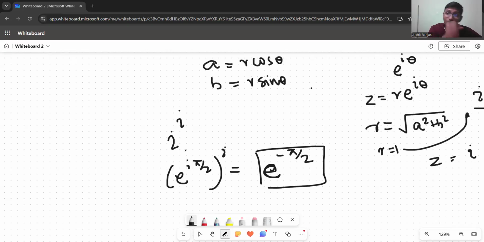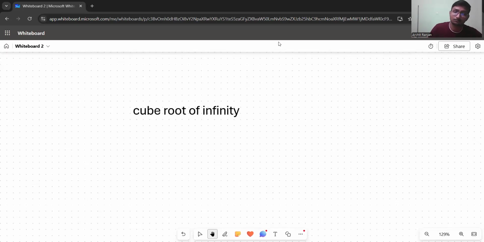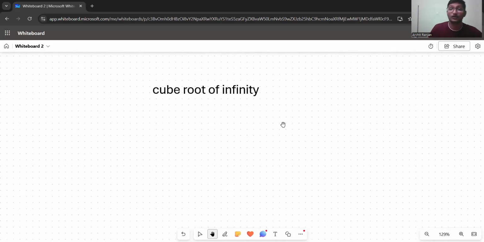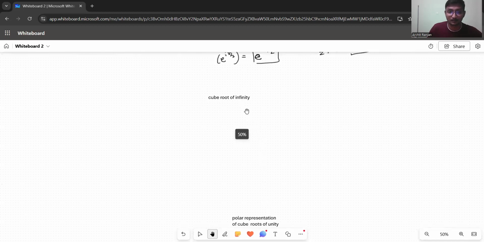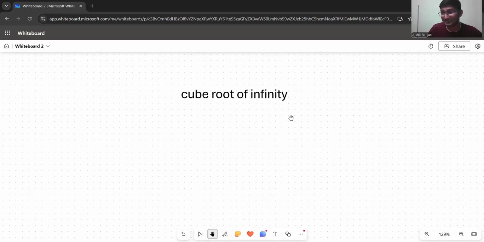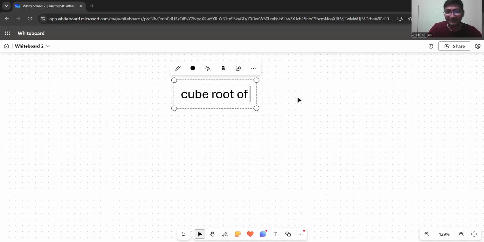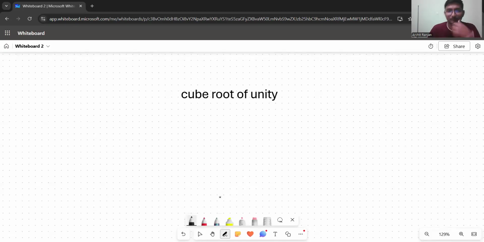Okay. And now we'll be moving on to the last topic, the cube root of unity. Not infinity, but cube root of unity. My mistake. What would we be doing with infinity, right? Nothing. So unity. And what is unity? One. We are going to try to find the cube roots of unity. How? Good question. Let's proceed.